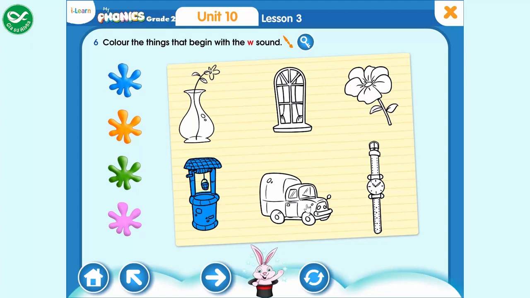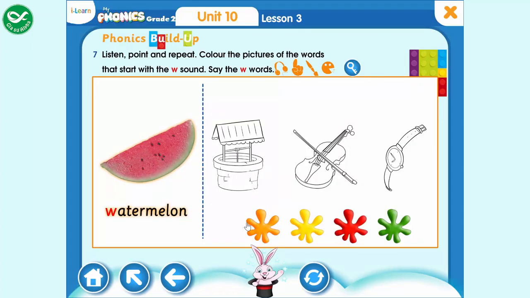Well. Watch. Window. Watermelon. Well. Watch.